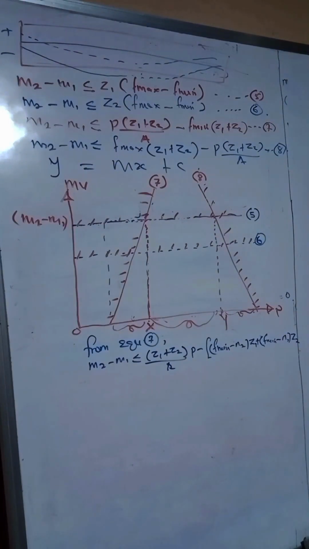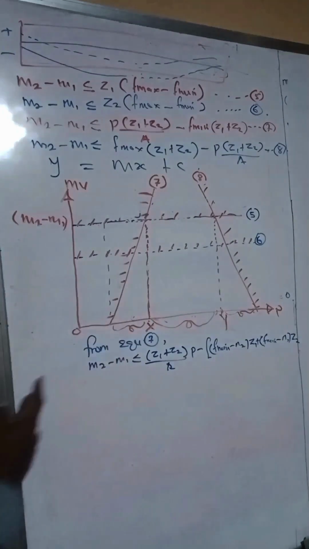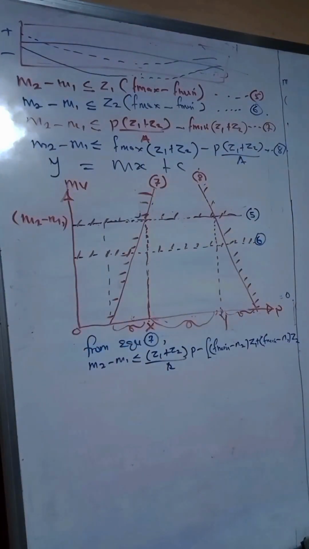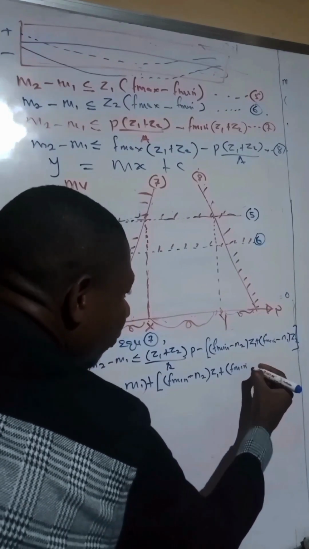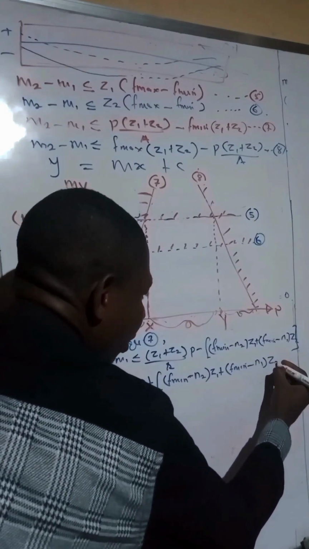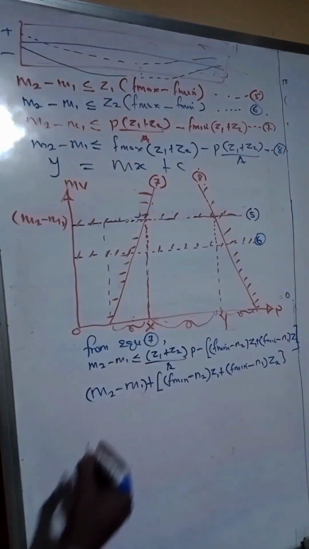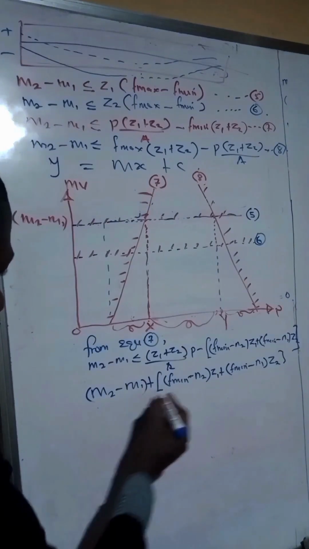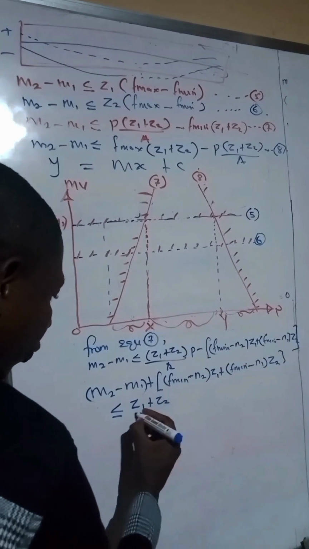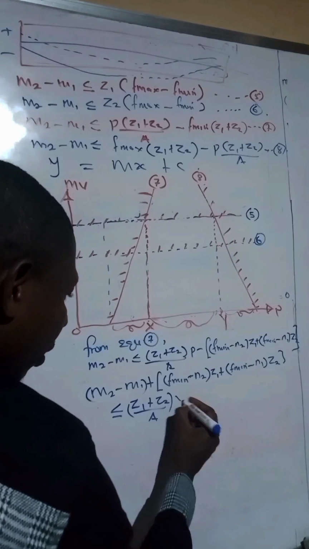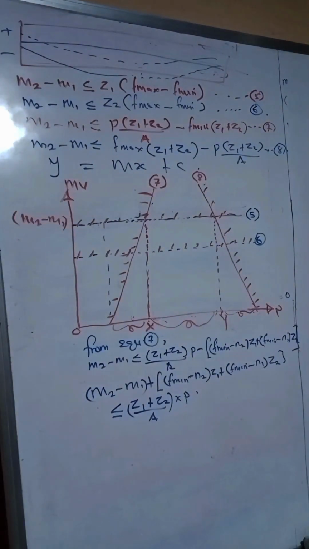So if we have that as our equation 7, what we are saying is that whatever pre-stressing force P is derived from equation 7 represents the lower limit of pre-stressing force. So let's do that and see what we're going to have. Let's look for our P. So if we look for Z1 plus F minimum minus N1 close bracket Z2, all this stuff is less than Z1 plus Z2 over A bracket P. Okay, so this is what we're going to get.